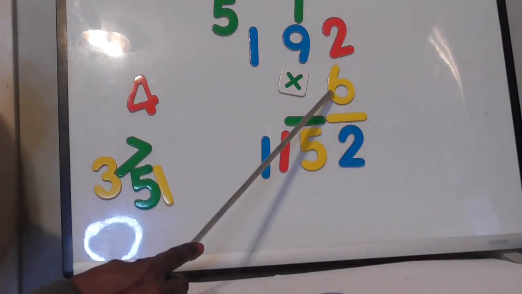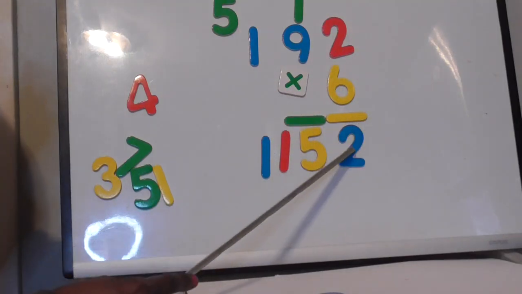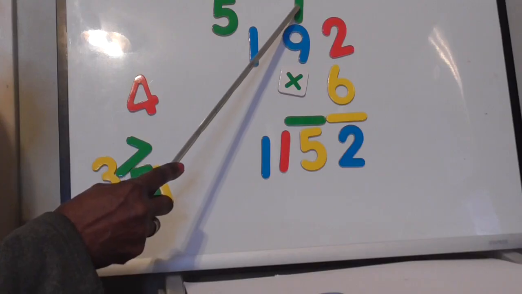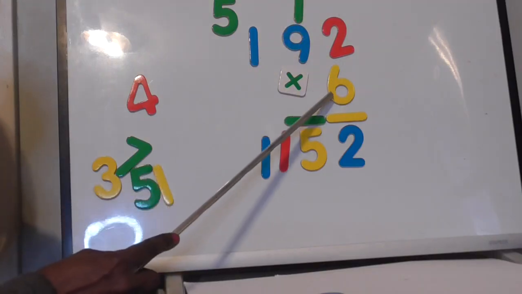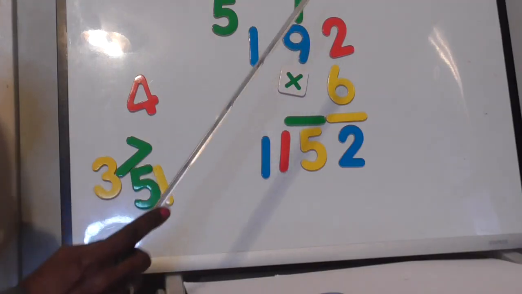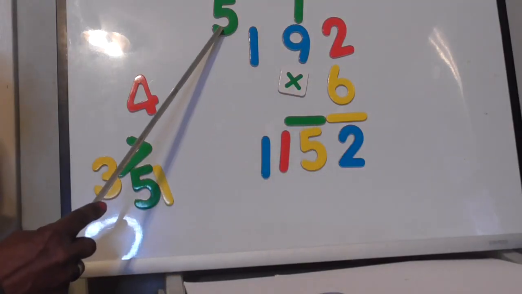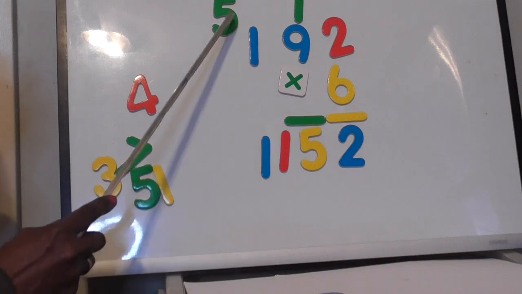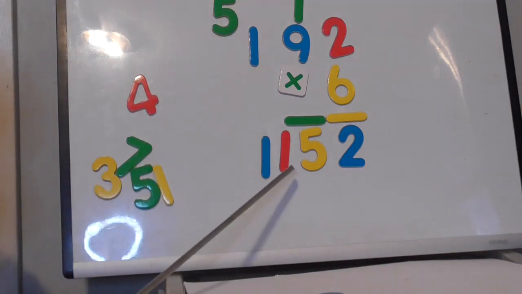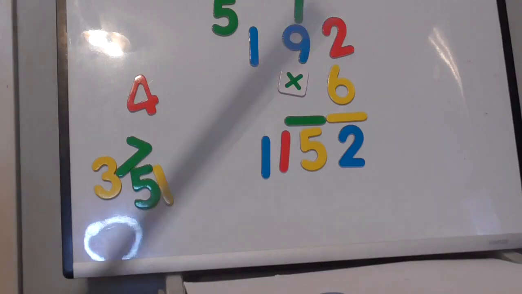How did we get it? 6 times 2 is 12. You put the 2 here, you put the 1 here, which has to be added on. 9 times 6 is 54, plus that 1. Put the 5 here, you put the other 5 here to be added on. 6 times 1 is 6. You add on that 5. 1,152. Let's do another one.